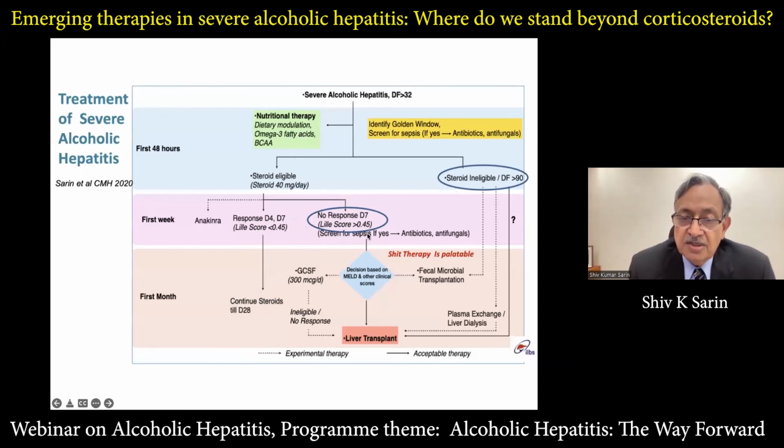But those who do not respond or are ineligible, we have very few options. One is the FMT therapy. I think it will become palatable in times to come. But yes, plasma exchange or anakinra or maybe GCSF, much more data is required before we say.